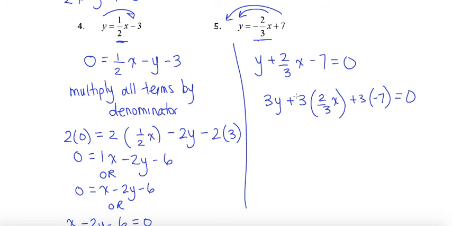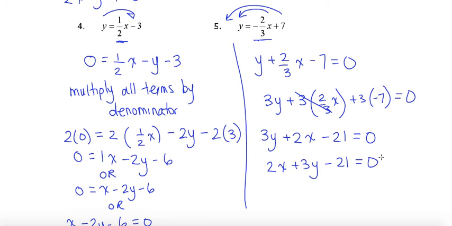I'm showing you multiple ways so that you know that whatever way you do it is not necessarily wrong as long as you're getting the correct answer. All right, so let's simplify this. I have 3y. My 3 on the numerator and the denominator cancel each other out, so we're left with 2x. And positive 3 times negative 7 is negative 21, and that is equal to 0. And I want to rewrite it so that my x term is first. So I have 2x + 3y - 21 = 0.